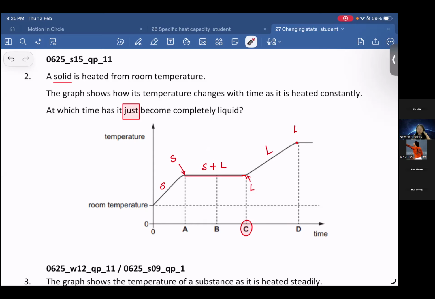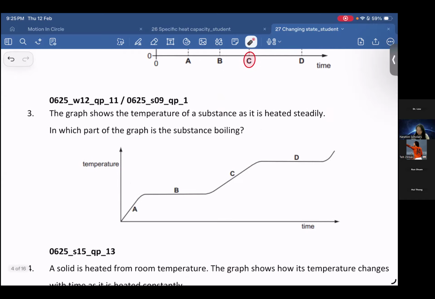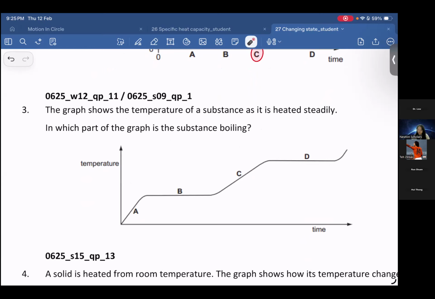Okay, so we go to question number 3. So try again. No problem, try again. The graph shows, you see, sometimes the question will repeat. Okay, the graph shows the temperature of a substance as it is heated steadily. In which part of the graph is the substance boiling? Then we try again.